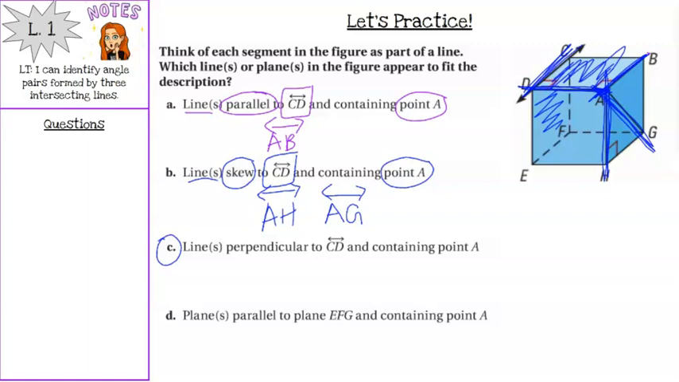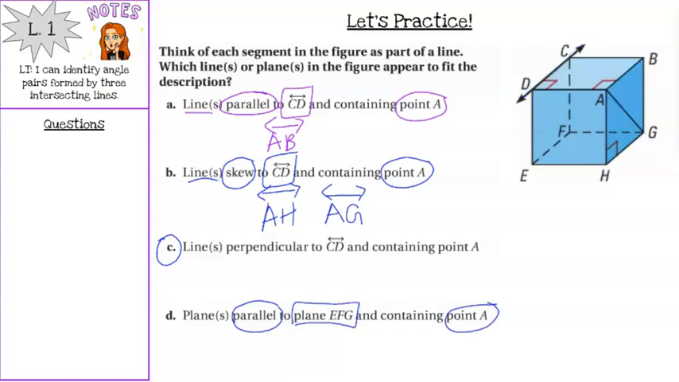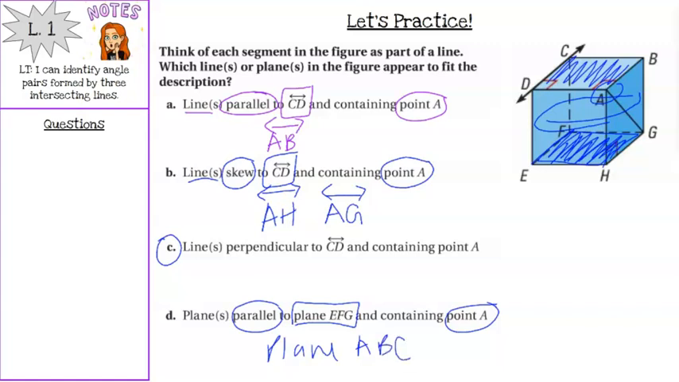Part D, planes parallel to plane EFG and containing point A. So we have this bottom plane EFG right here. Parallel planes are planes that do not intersect, planes that don't touch. So these 4 side planes that wrap around the cube would not work because they all intersect this bottom plane. So it would be this top plane as it does contain point A. So we could say plane ABC.